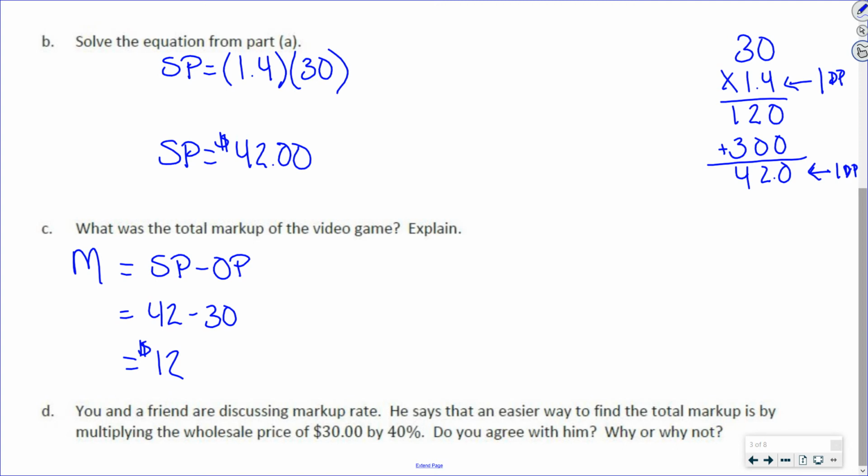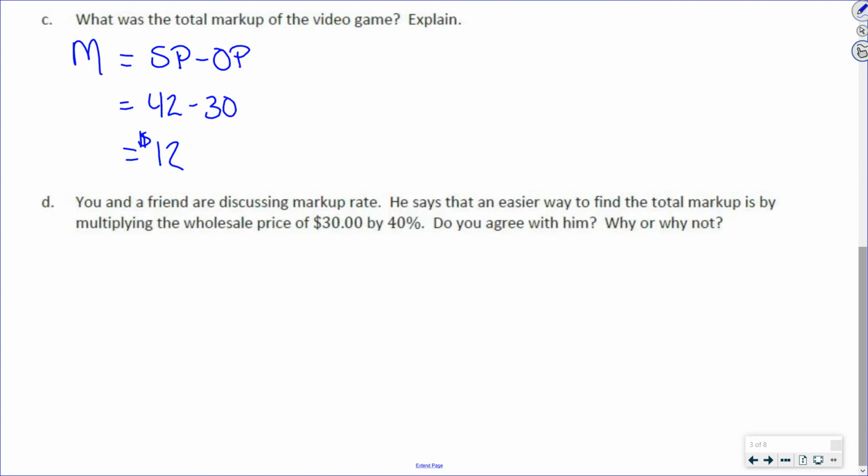Now, part D says you and a friend are discussing markup rate. He says that an easier way to find the total markup is multiplying the wholesale price, $30, by 40%. Do you agree with him? Why or why not? Now, your friend is actually not wrong. If I take $30 and I multiply it by the markup rate, which was 0.4, 4 times 0 is 0, 4 times 3 is 12. I got one decimal place here, so I got to have one decimal place here. So my markup was $12.